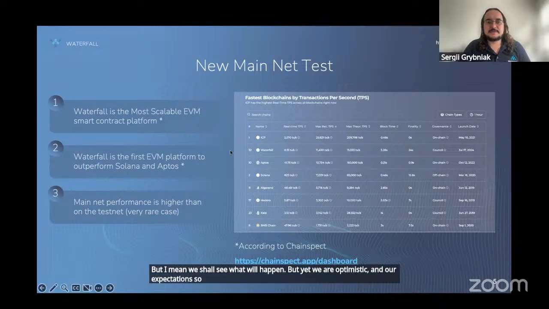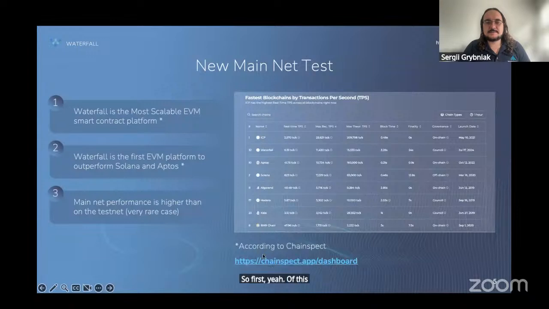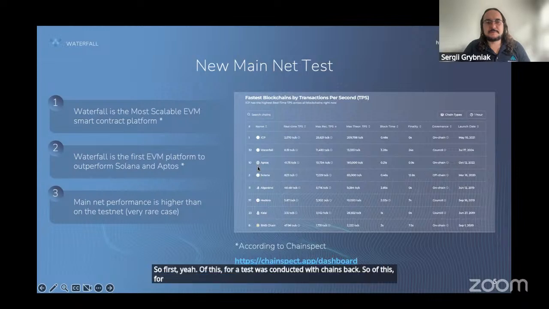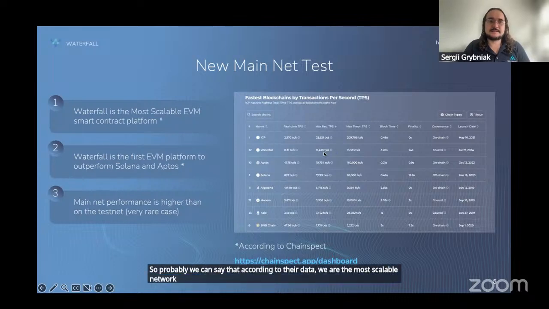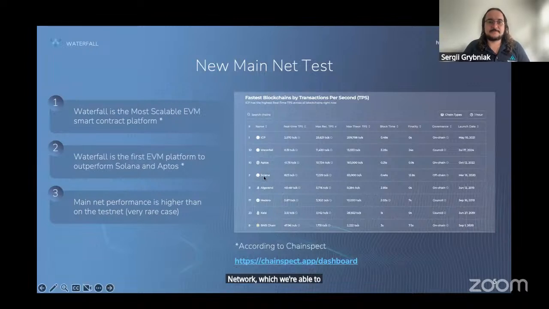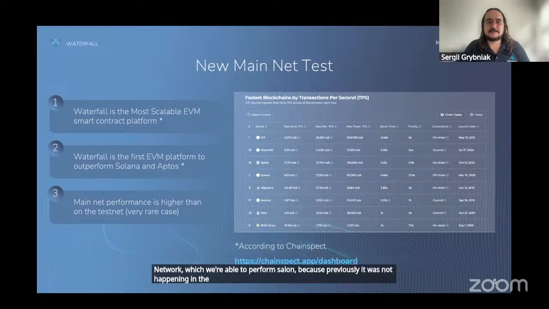The first of these 4 tests was conducted with ChainSpect. Of these 4 top networks, we are the only EVM one. So we can say that according to their data, we are the most scalable EVM network. Second, Waterfall is the first EVM network which was able to outperform Solana, because previously that was not happening at all. And Aptos as well.